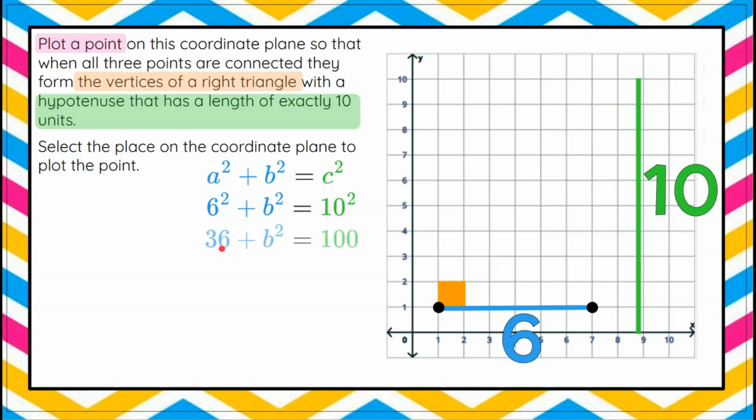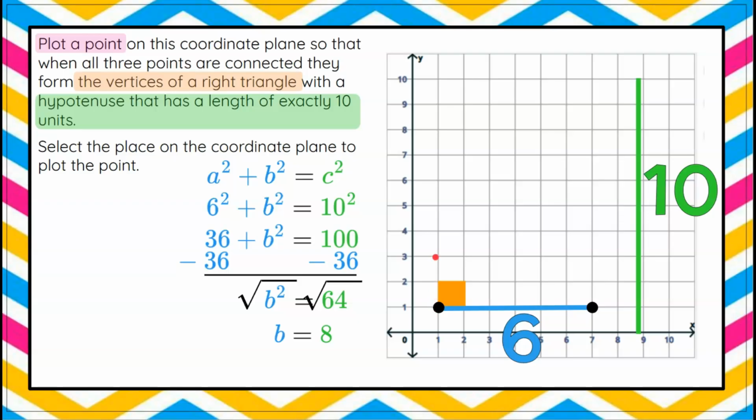6 squared is 36, 10 squared is 100. To solve for b squared, I need to subtract 36 from both sides. This leaves me b squared on this side, and 100 minus 36 is 64. So to solve for b, I need to do the inverse of b squared, which is to find the square root. What I do to one side, I must do to the other. The square root of b squared is b, and the square root of 64 is 8. So the second leg of this right triangle is 8.